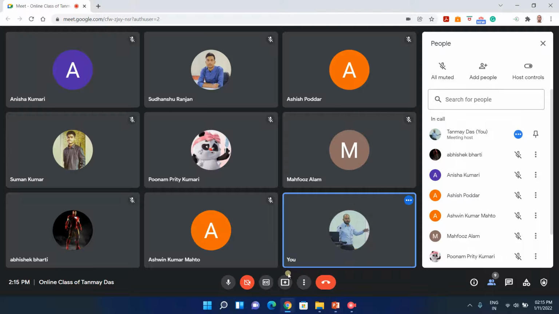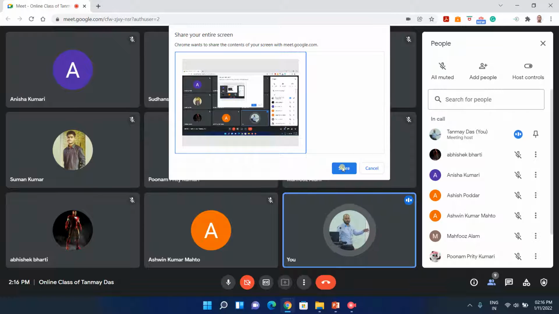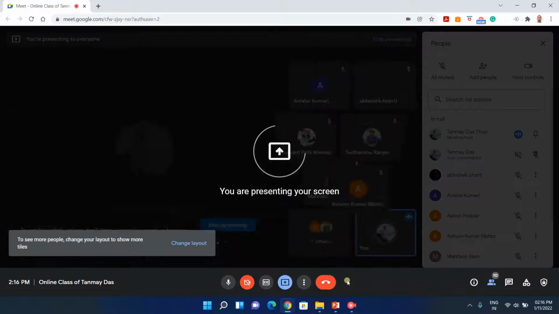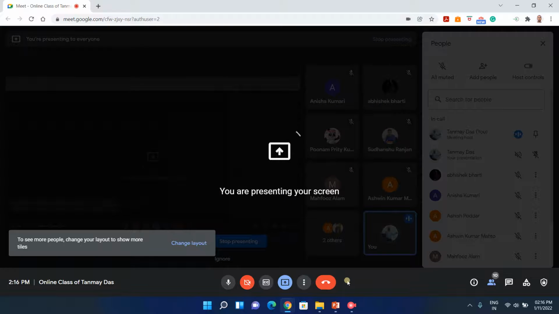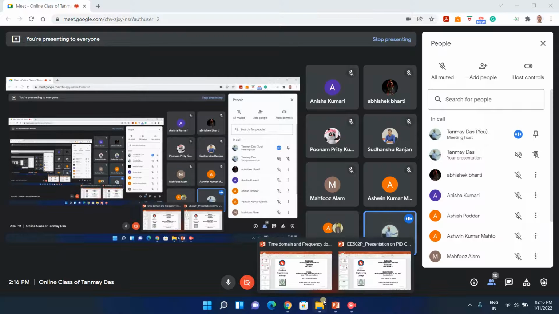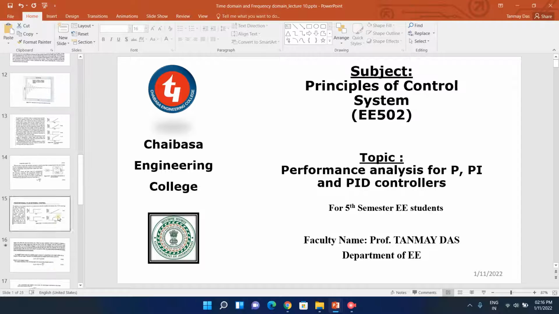Okay, so today I have thought of doing the experiment on the PID controller, but before that, I first have to complete the theory portion of the PID controller, because it was not completed. So I will first go through the theory portion.